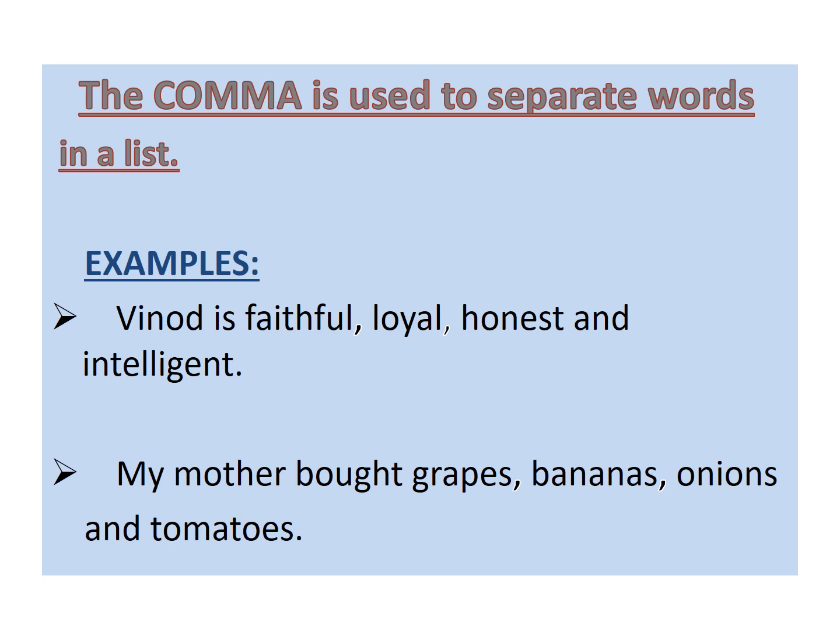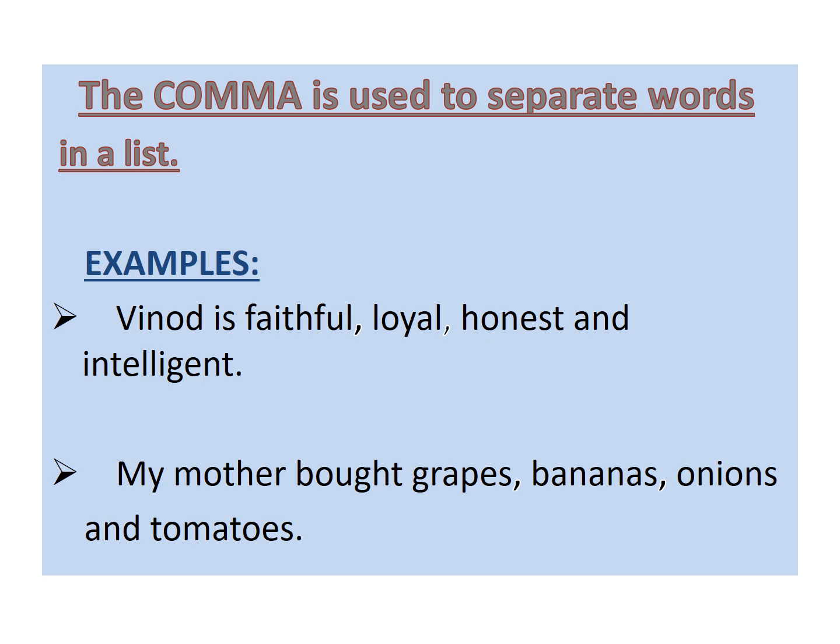Vinod is faithful, loyal, honest and intelligent. There are 4 qualities displayed in this sentence, and these qualities are separated with the help of comma. Vinod is faithful, loyal, honest and intelligent.